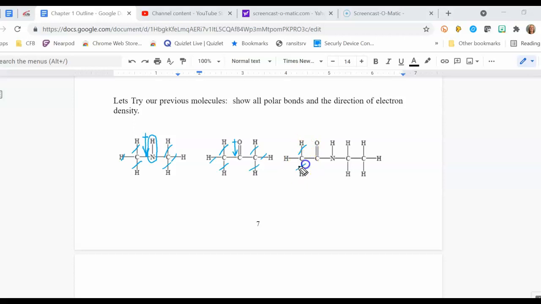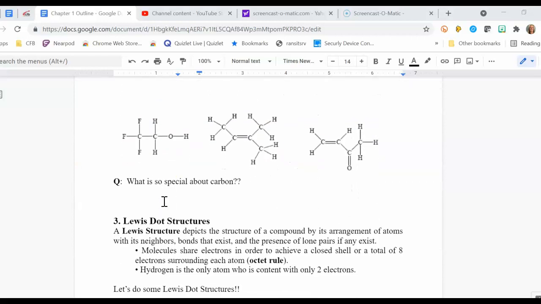And then here, cancel, cancel, cancel, cancel. So I'm going to have this that goes here and this that goes here. So overall, I have a polarity. So this one is by far the more polar of the parts. Okay, so now we're going to move ourselves along.